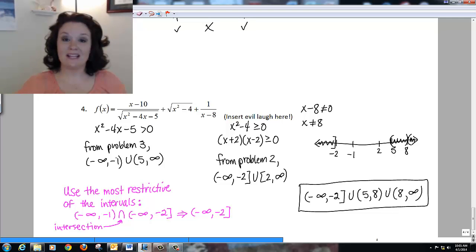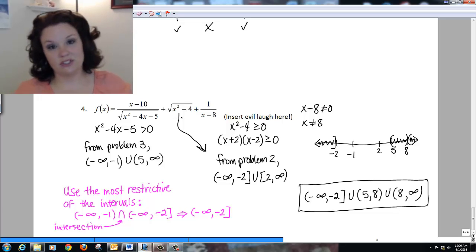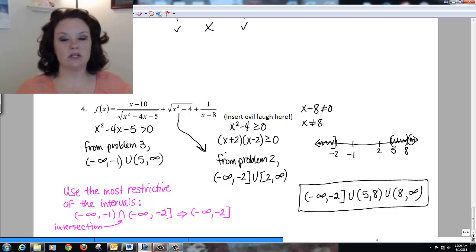So notice we have our answer from number 3 here, negative infinity to negative 1 and 5 to infinity. We already know where that stays greater than 0. The second piece here is from number 2. Now, I don't have all of number 2. I didn't have the x from the bottom, but that's okay. We just want this to be greater than or equal to 0, and we already worked it out from problem number 2, and this was our answer.